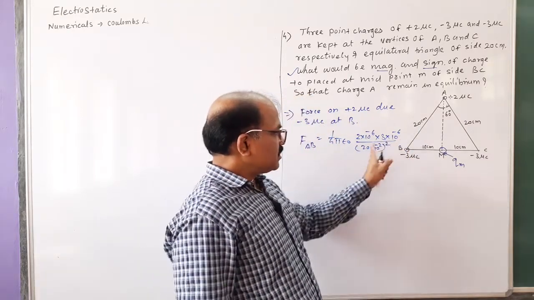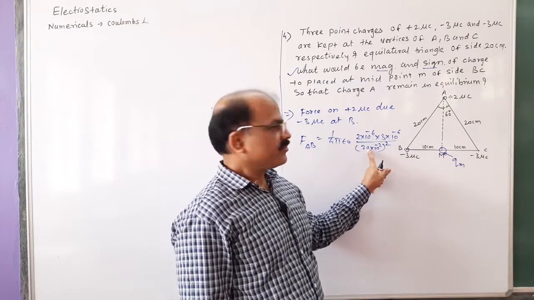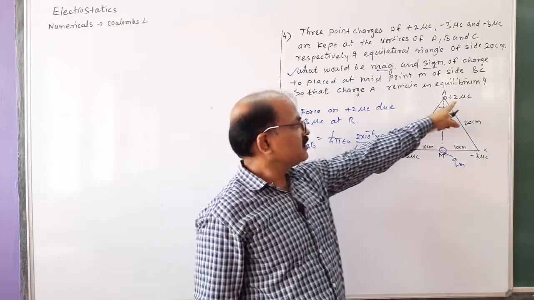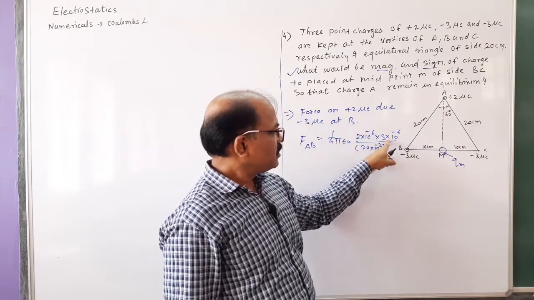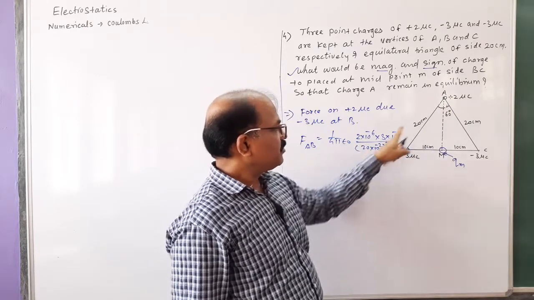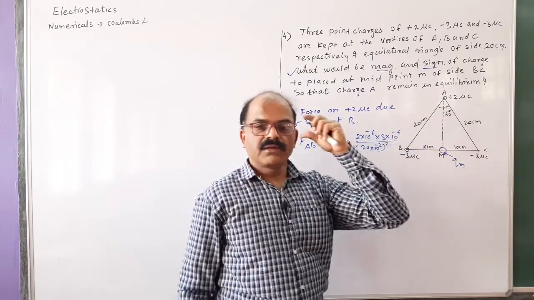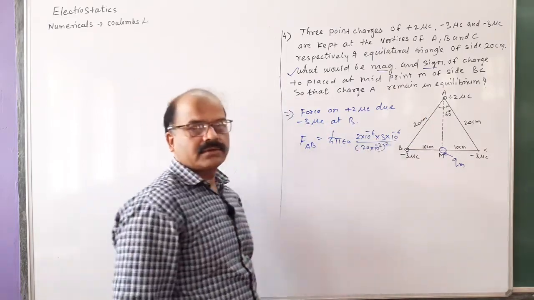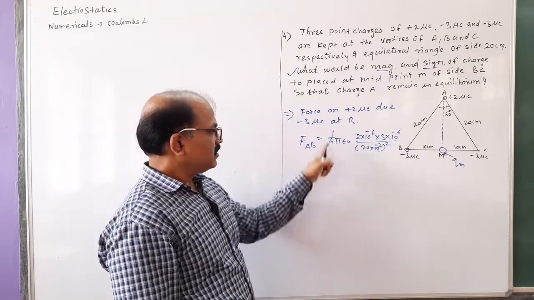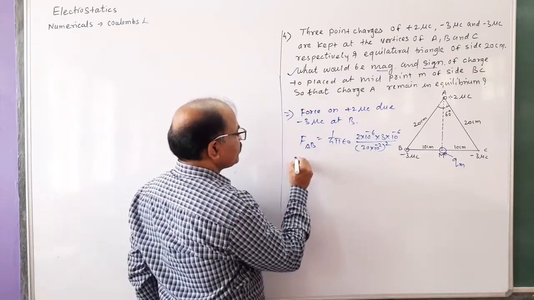This is in centimeter, it is written in meter. So the first charge, the product of these two charges, 2 microcoulomb and 3 microcoulomb, and the separation distance is 20 centimeter, which is written in meter. Write the values.